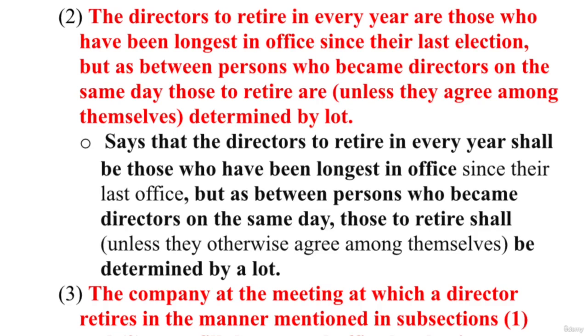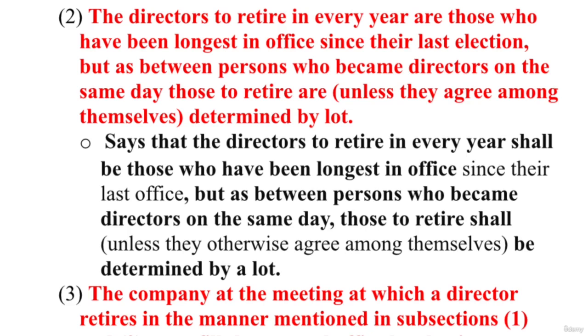We are not determining who is supposed to retire first, this one or that one. Now they tell us that 2 things can be done. Number 1, it is either determined by lot who should retire, or number 2, they agree amongst themselves.